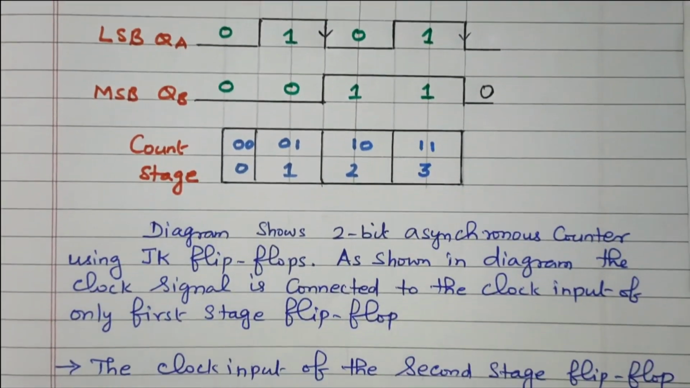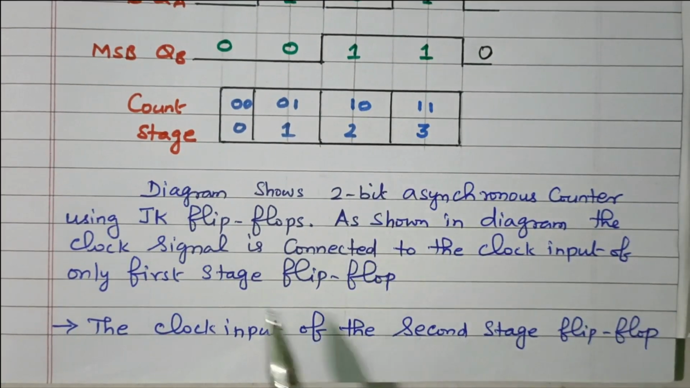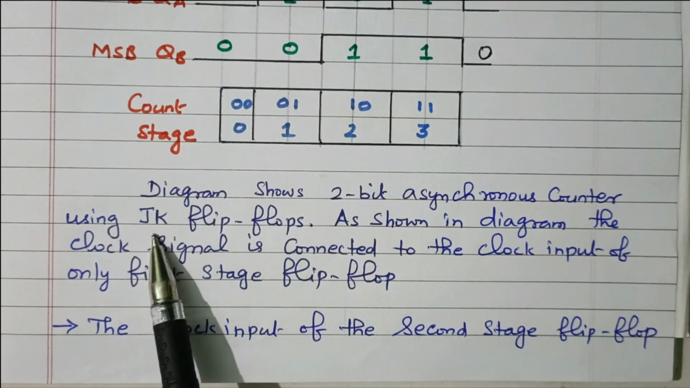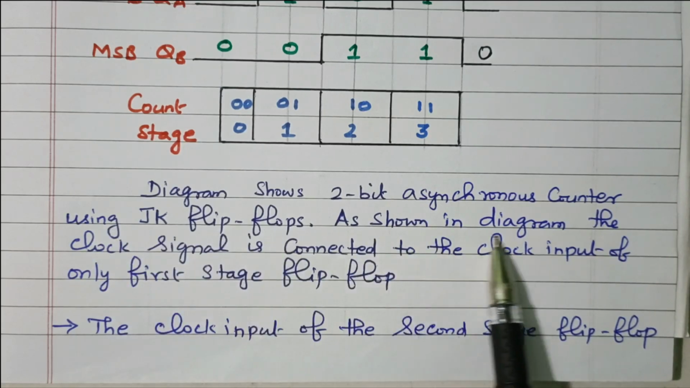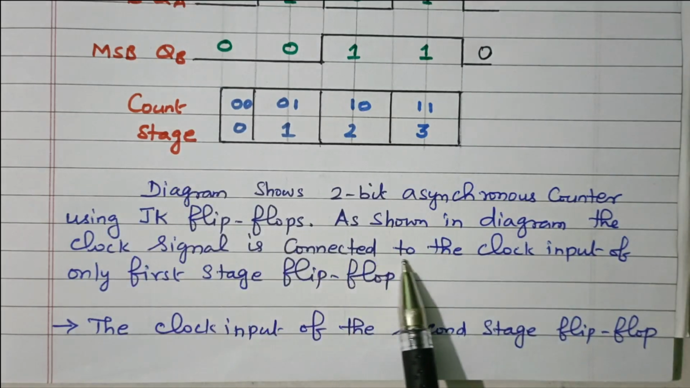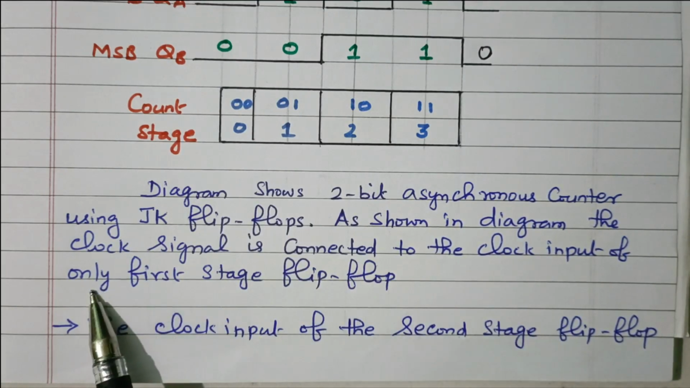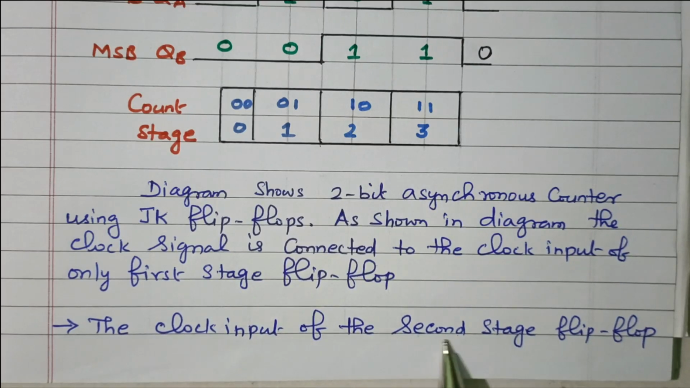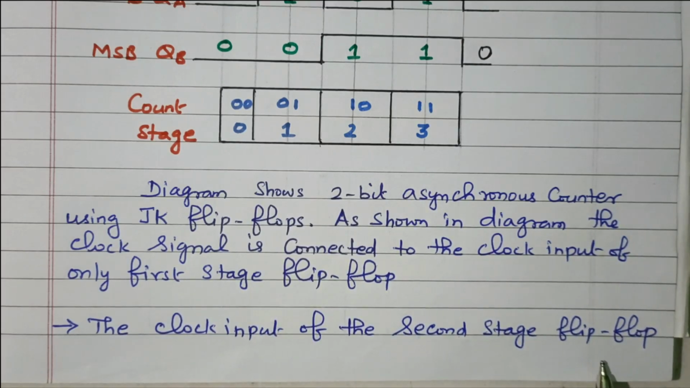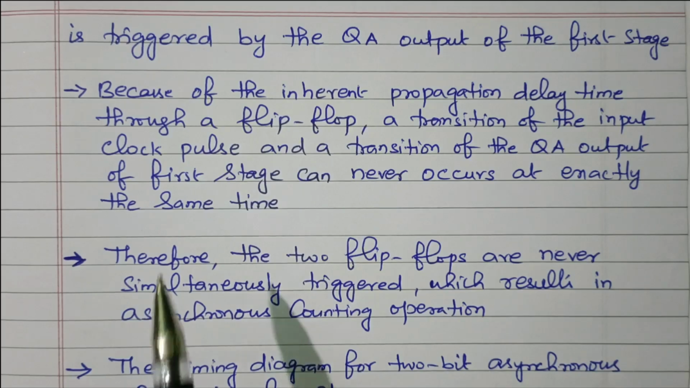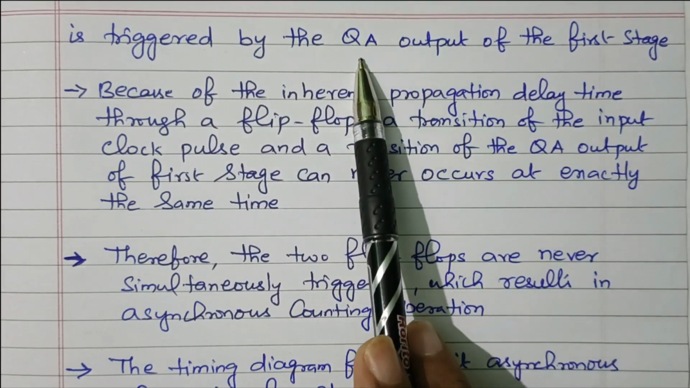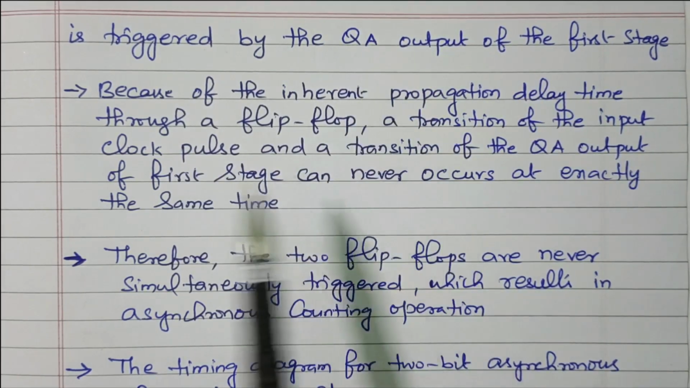What we discussed, the description is available. The diagram shows a 2-bit asynchronous counter using JK flip-flops. As shown in the diagram, the clock pulse is connected to the clock input of only the first stage flip-flop. The clock pulse of the second stage flip-flop is nothing but the output of the first flip-flop. So it is triggered by the QA output of the first stage. QA output is the triggering pulse for the second flip-flop.